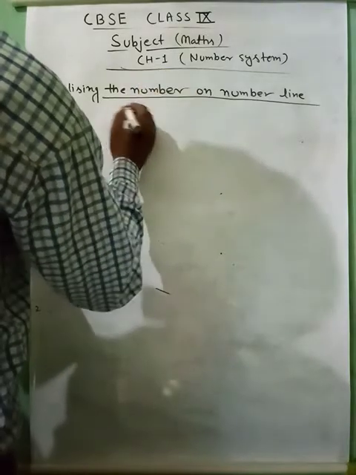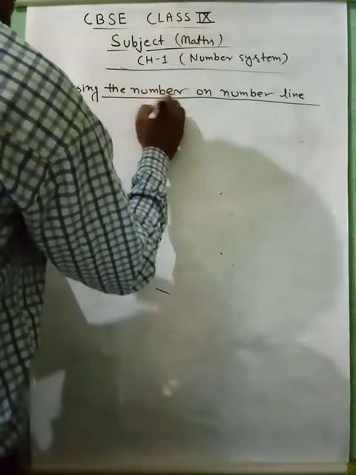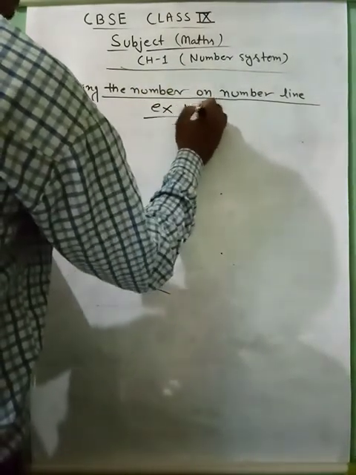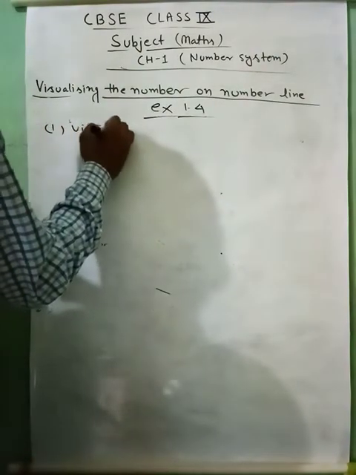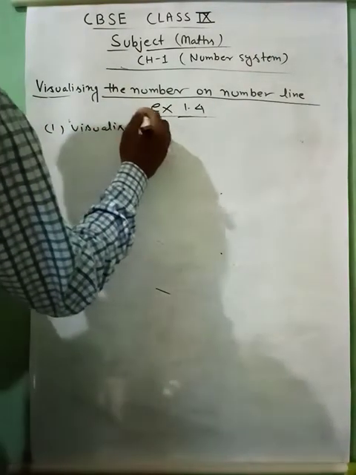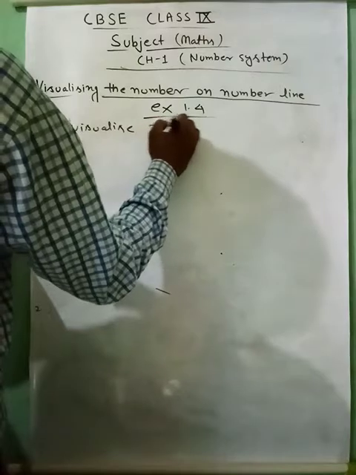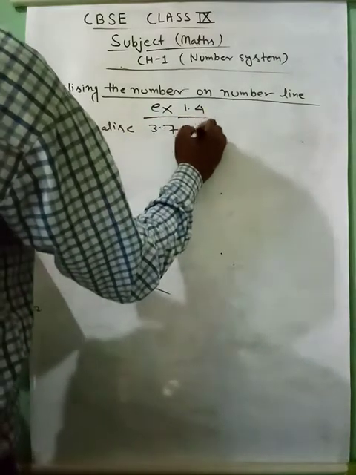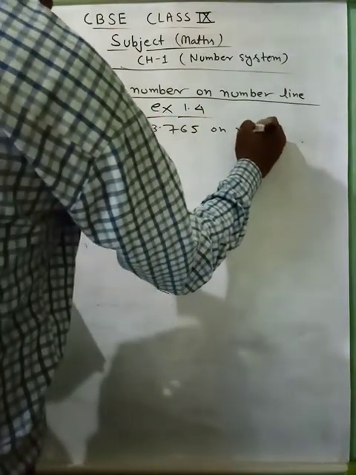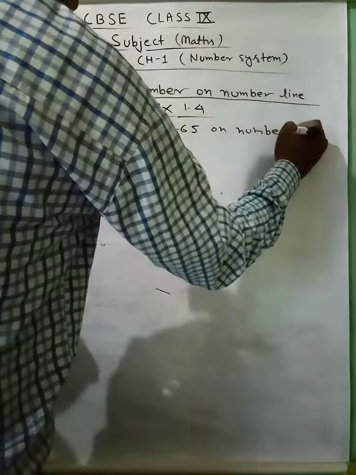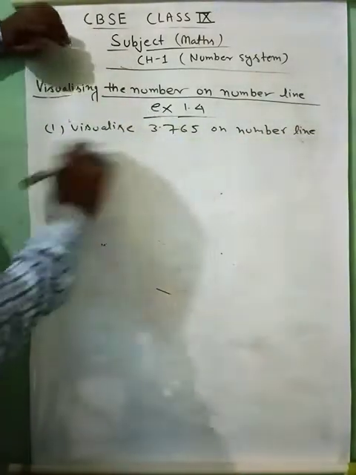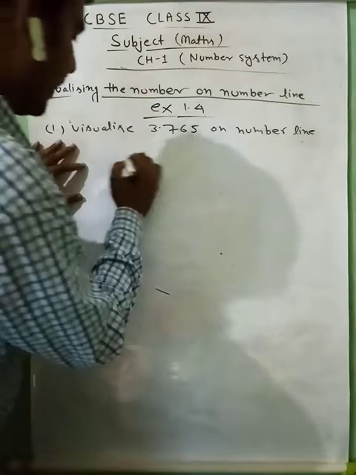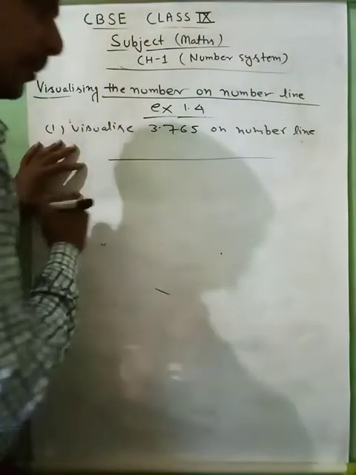Visualize, exercise 1.4. Question number first. Visualize 3.765 on the number line. Clear? So see, we know that it is a number line.